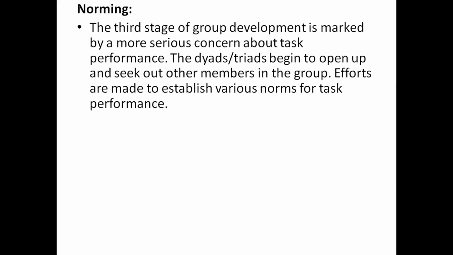Norming. The third stage of group development is marked by more serious concern about task performance. The dyads or triads begin to open up and seek out members in the group. Efforts are made to establish various norms for task performance.